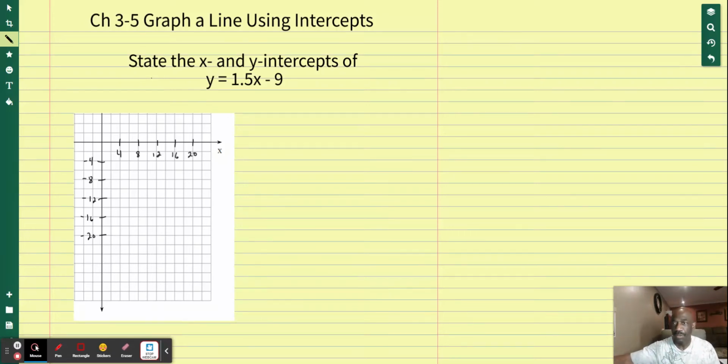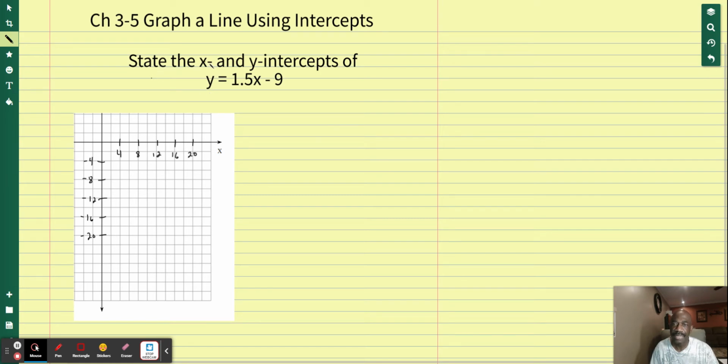All right, this is chapter 3-5, graphing a line using intercepts. We should know that intercepts is simply where the line crosses the X and Y axis. All right, so let's look at this.